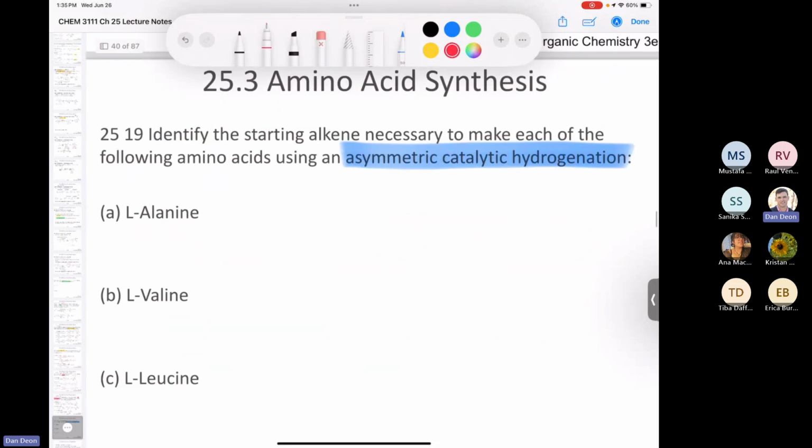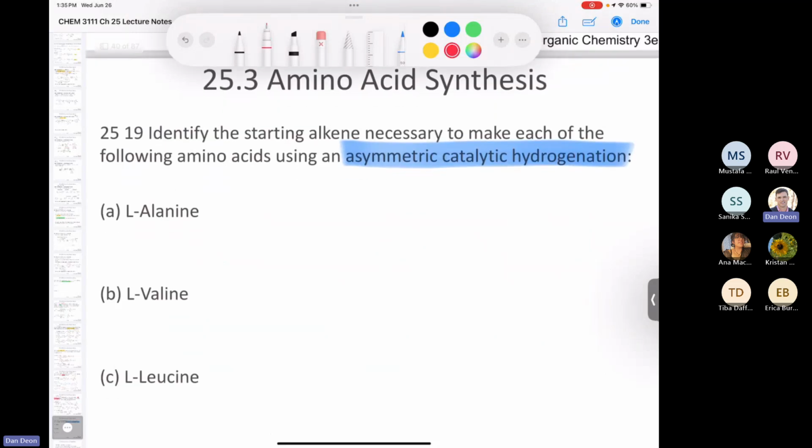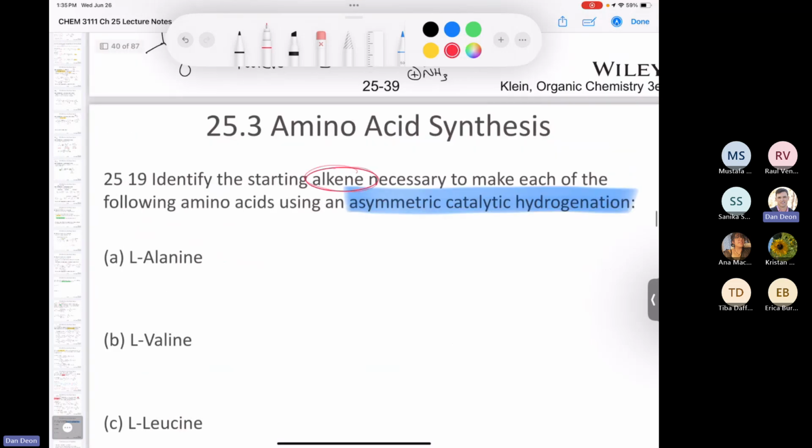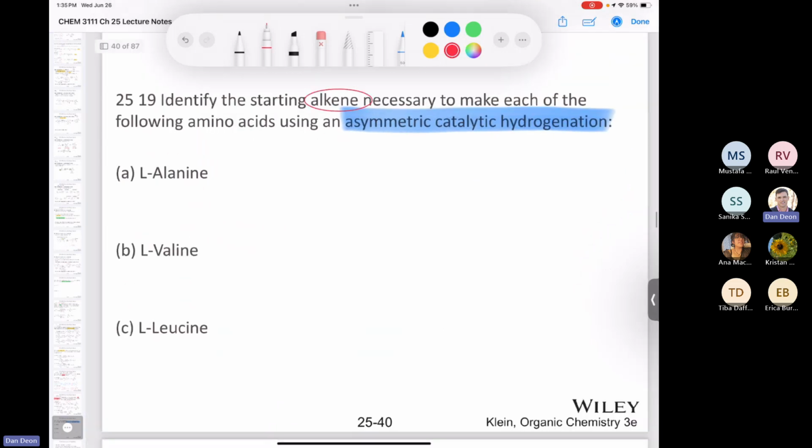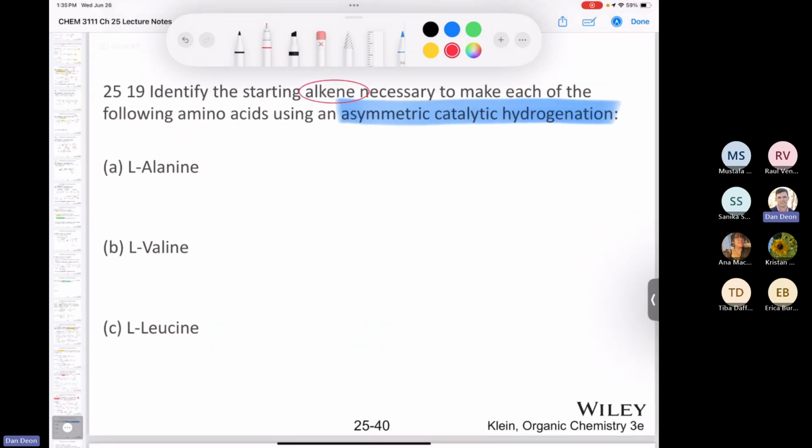So I'll show you what we expect in terms of asymmetric hydrogenation, where you end up with a chiral amino acid. This is kind of all we do. It says identify the starting alkene. So you don't have to start from the very beginning. Here's what you do. Let's say you wanted to make L-alanine. What you would do is write the structure of L-alanine.